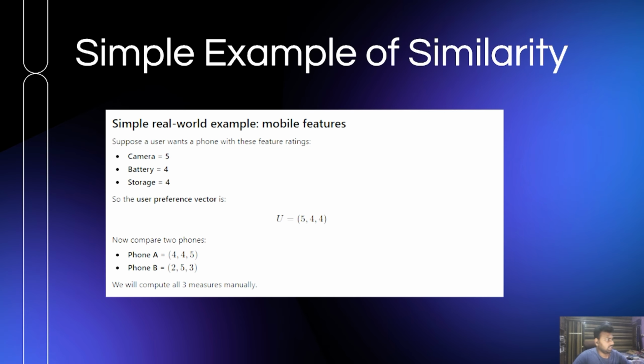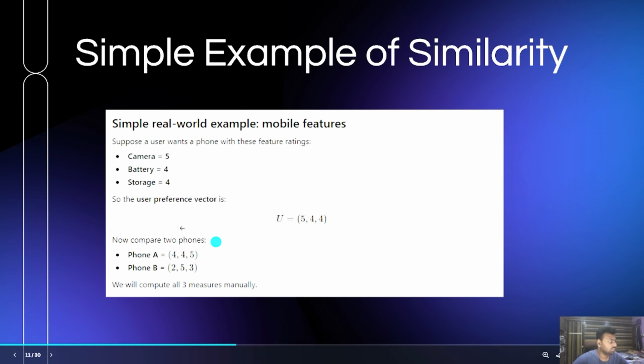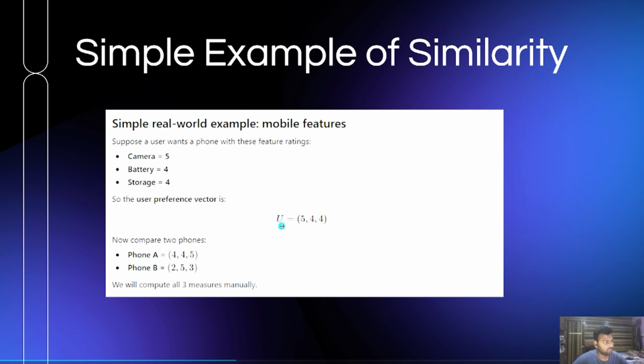So for example, we will take a real world example like mobile features and what the user expects. Based on the user's expectations, we look at what similar mobile products are available. With the help of these similarity measures, cosine, Manhattan, and Euclidean, we will suggest which mobile would be a good fit for the user. So for example, the user wants a mobile phone with these features: camera should be 5 out of 5, battery can be 4 out of 5, storage could be 4 out of 5, and the user vector will be 5, 4, 4.